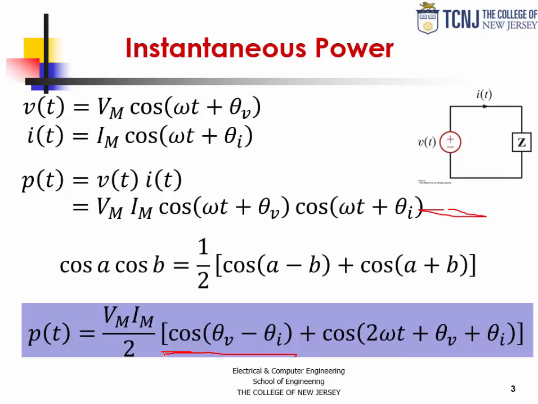What this shows is that since the phase angles are constant, this term is a constant. So in terms of a time varying signal, the instantaneous power expression has 2 times the frequency of the voltage or the current signals.